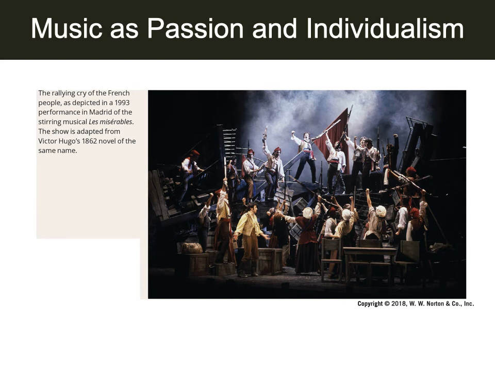This is a photograph from the musical Les Miserables, based on Victor Hugo's novel of the same name, written in 1862. It's all about the French Revolution, the rallying cry of the French people. This picture is from 1993, a performance in Madrid, Spain, of the stirring musical.